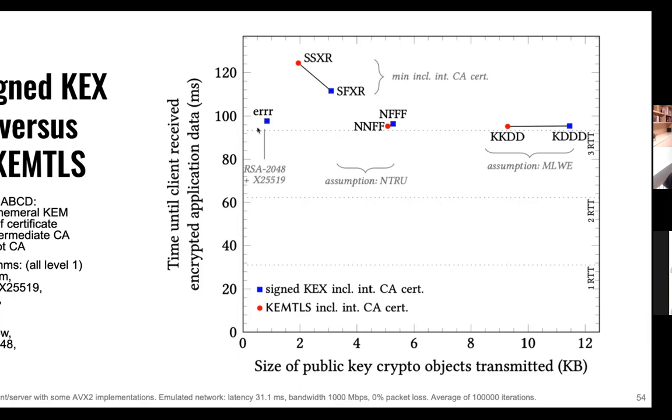So we've got a bunch of dots here. This first blue dot here, labeled lowercase r, is the base scenario for non-post-quantum, the RSA and curve 25519.